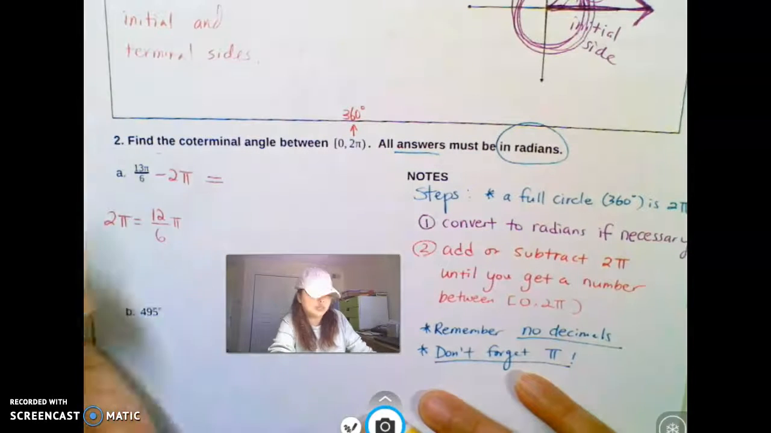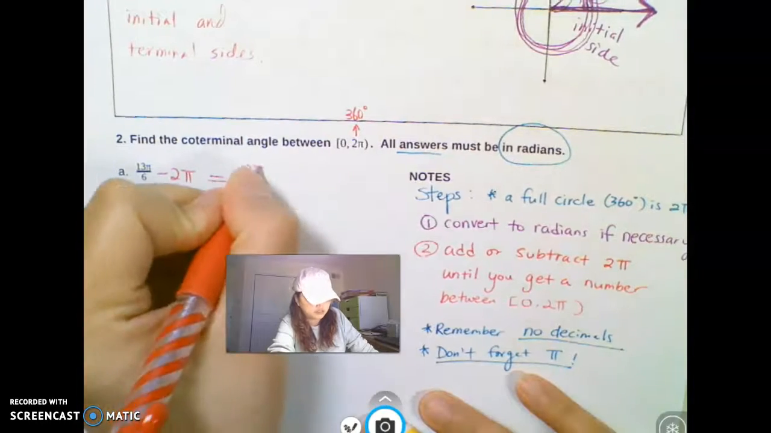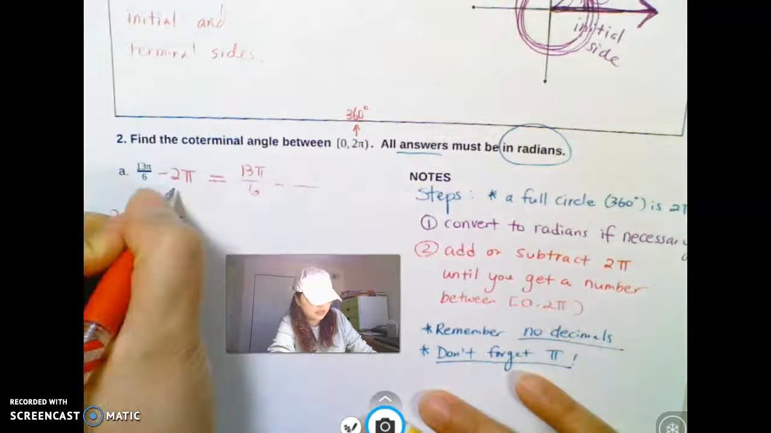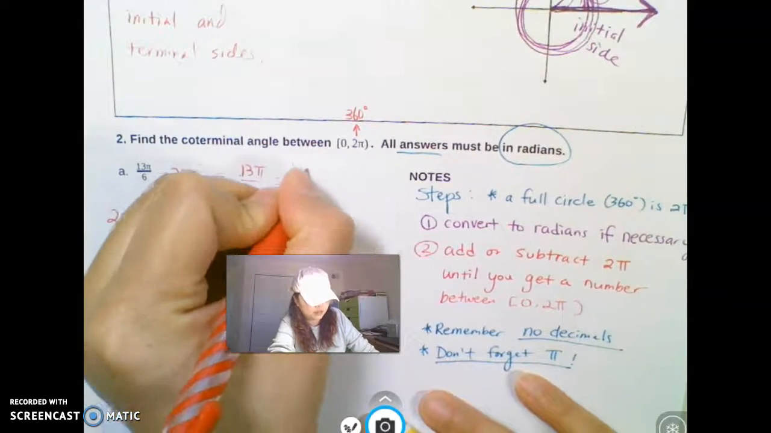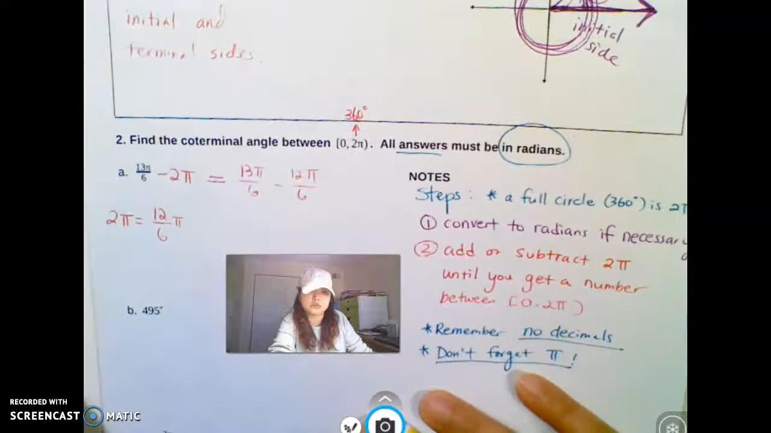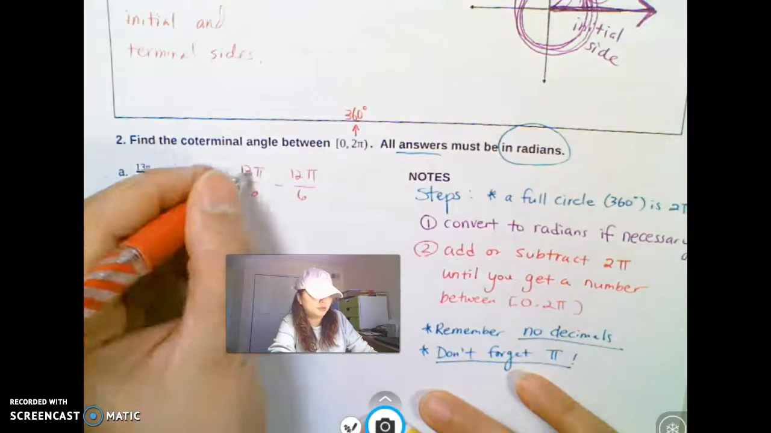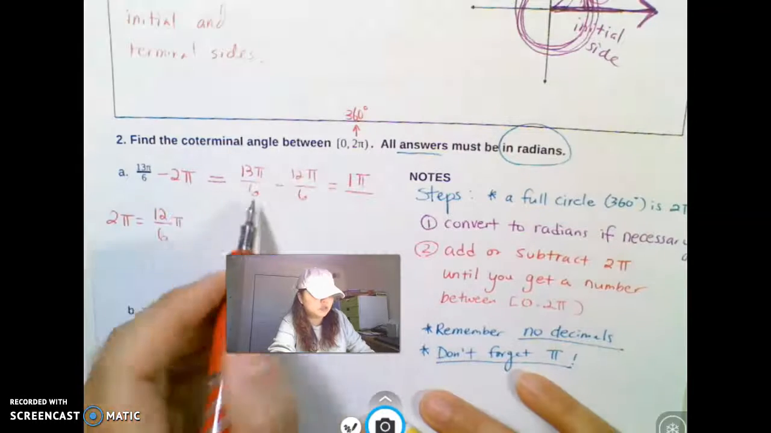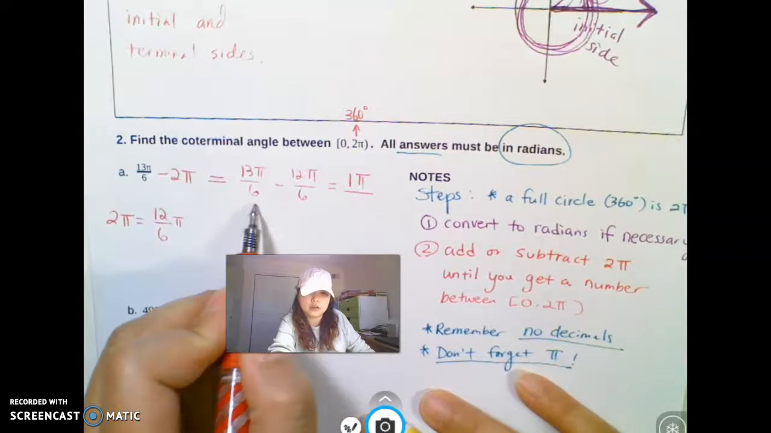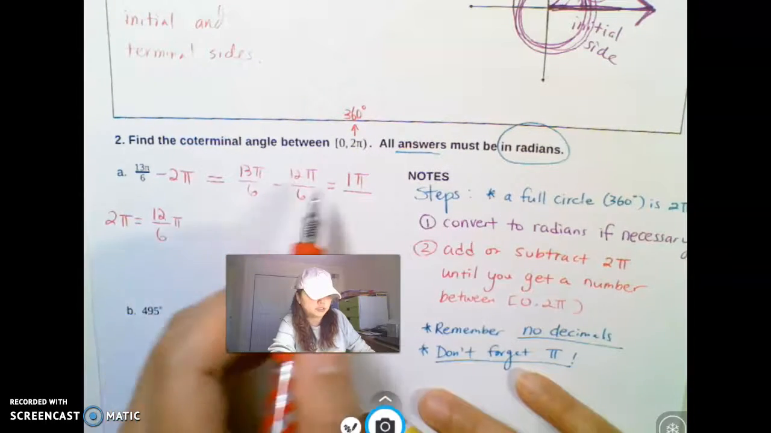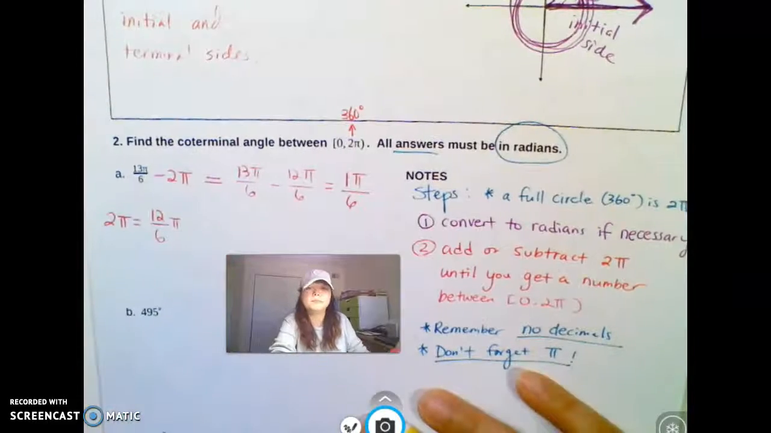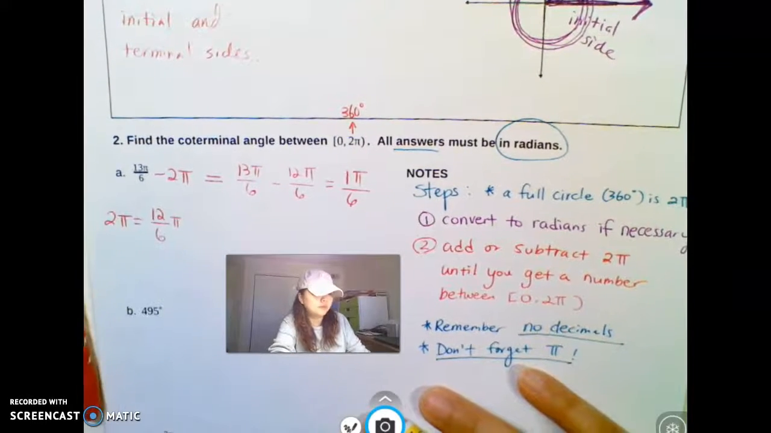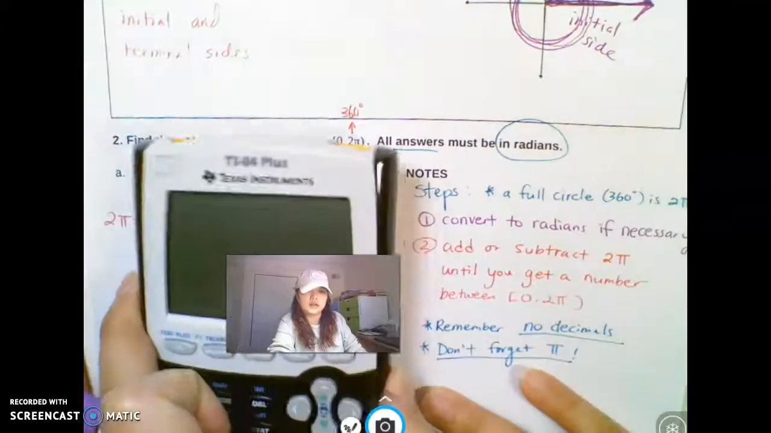Without the calculator, this is how I would do it. I would do 13 pi over 6, subtract 2 pi. I'm going to write that as 12 pi over 6 because that's equal to 2. 13 pi minus 12 pi is 1 pi because we get the common denominator and we just subtract the numerators and then keep the denominator, right? Done.